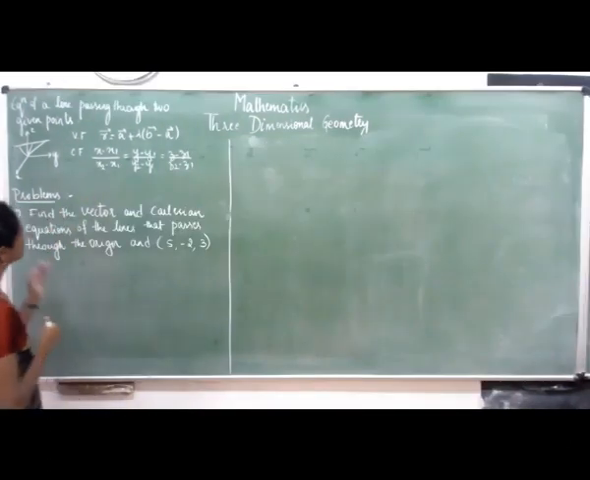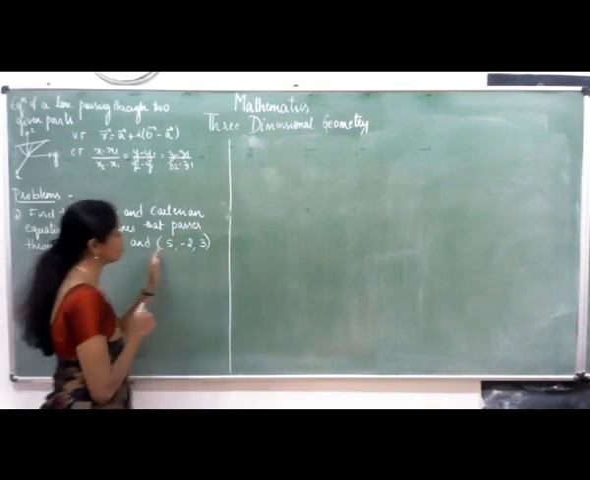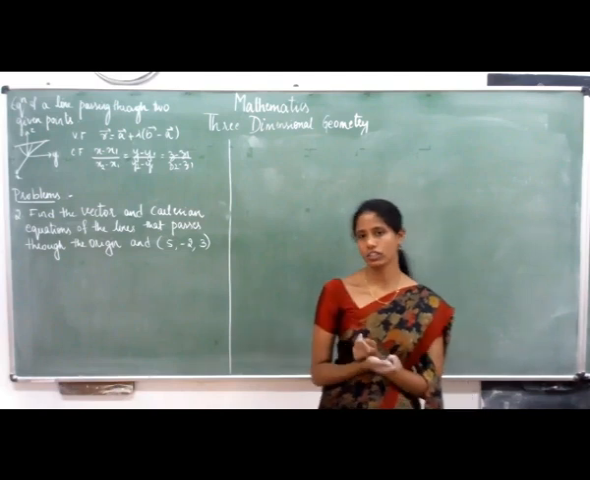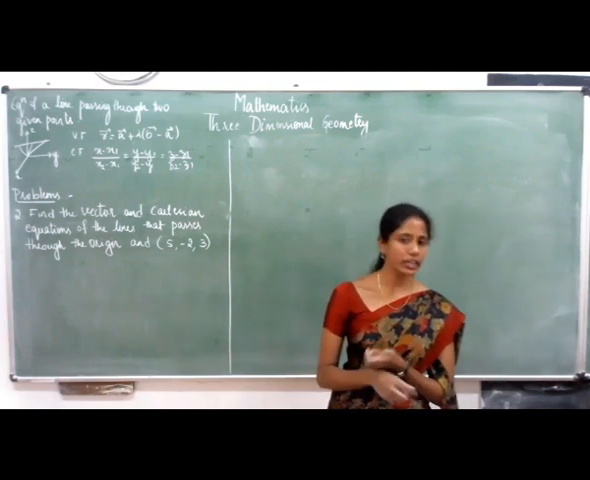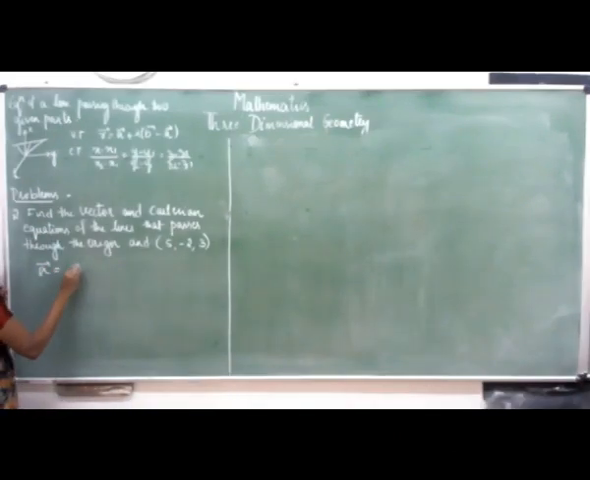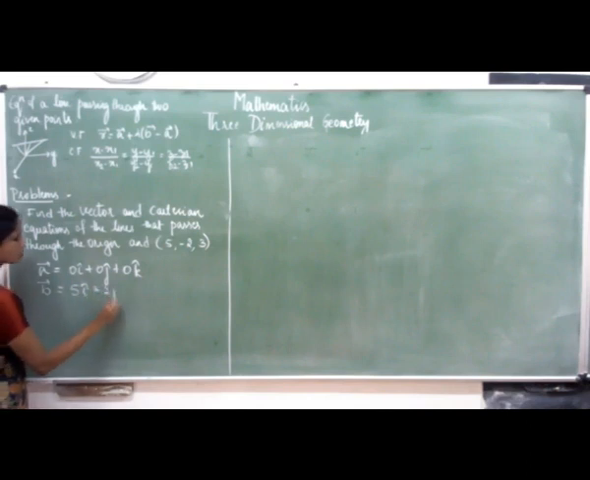Next problem, we need to find the vector and Cartesian equation of the line that passes through the origin and (5, -2, 3). Here the first point they have given is the origin. So what are the Cartesian coordinates of the origin? It is 0, 0 and 0. So vector A, the first vector, is 0 i cap plus 0 j cap plus 0 k cap. And the second vector, vector B, is given by 5 i cap minus 2 j cap plus 3 k cap.